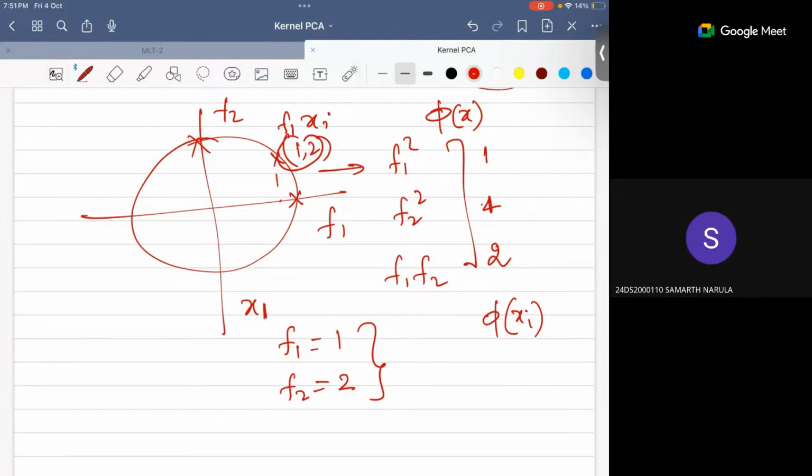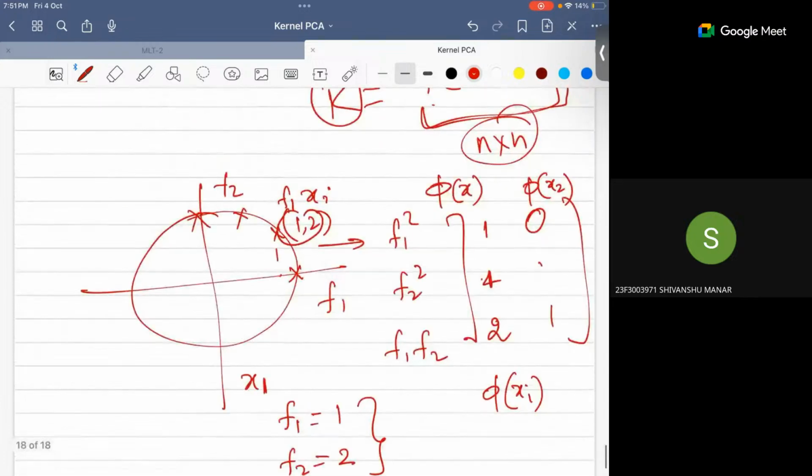Similarly, if you have only 2 data points in the starting, you will do the transformation, and you will get phi of x2. Are you getting me? Yes, sir.